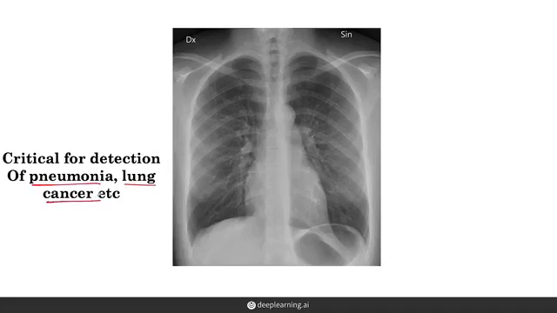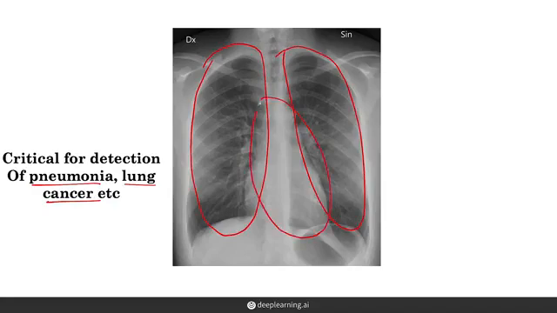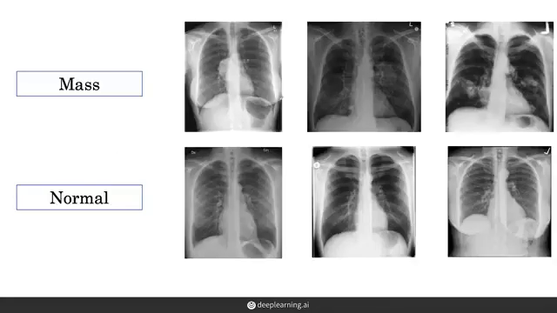Now, a radiologist who is trained in the interpretation of chest x-rays looks at the chest x-ray, looking at the lungs, the heart, and other regions to look for clues that might suggest if a patient has pneumonia or lung cancer or another condition.